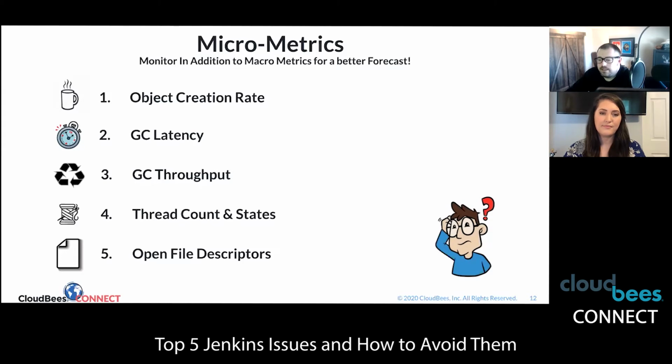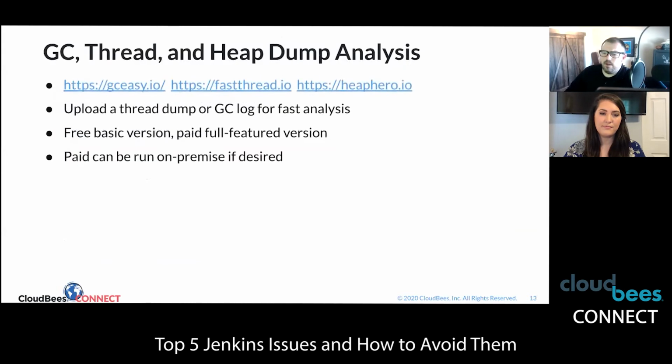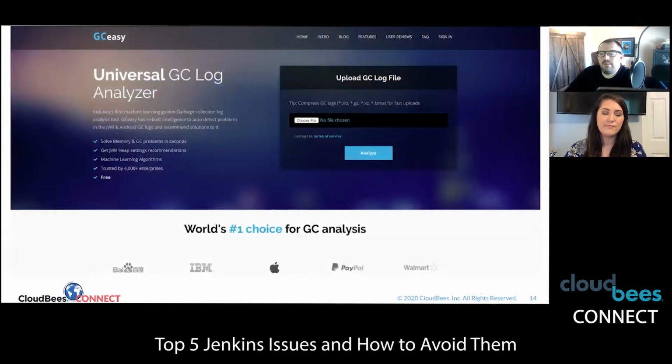While there are many tools out there for analyzing this data, we recommend GCeasy, FastThread, and HeapHero. All of these online tools are free, as long as you're not an enterprise client, and allow you to upload your logs directly to their site for analysis. Here at CloudBees, we use an enterprise version of these tools, which allows us to keep the data in-house and secure. Here's a quick example showing the GCeasy interface, which allows you to upload your garbage collection logs directly to their online analyzer.